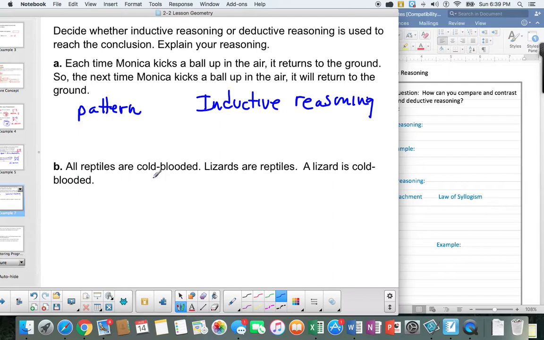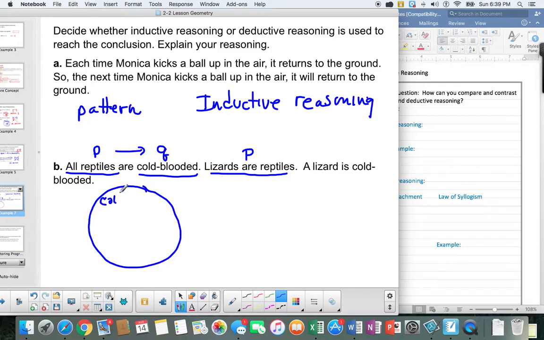Okay, the next one says all reptiles, P, are cold-blooded, which is Q. So P implies Q. And it looks like lizards are reptiles. So we're putting it in the hypothesis. That's P. So then if lizards are part of the group, here's the big circle, cold-blooded. And inside here is reptiles. And we're going to have lizards in here. So once lizards are part of this, then we know they're cold-blooded. So this is the Q part. So this is an example of deductive reasoning where we're using one of the laws.